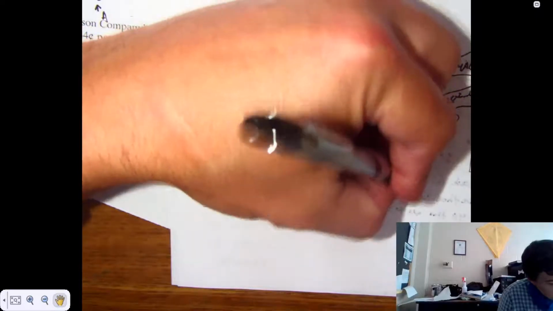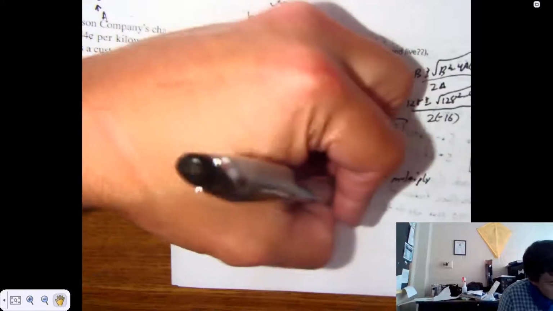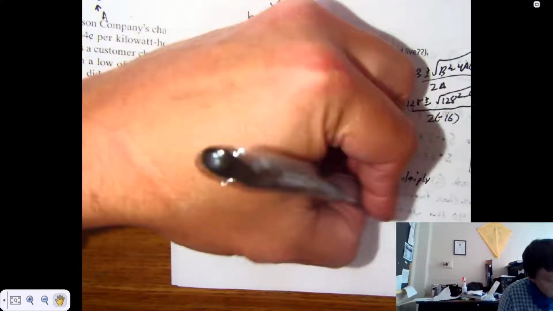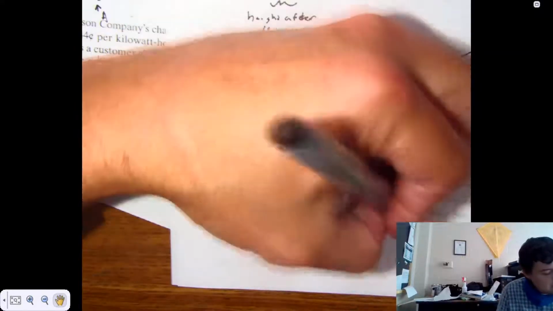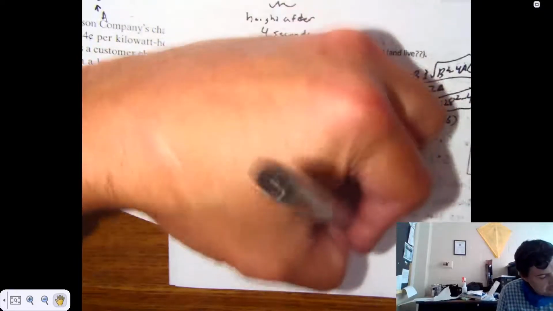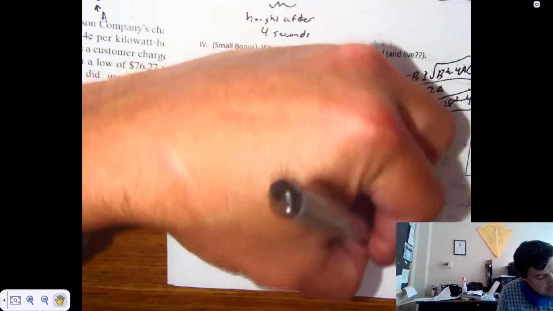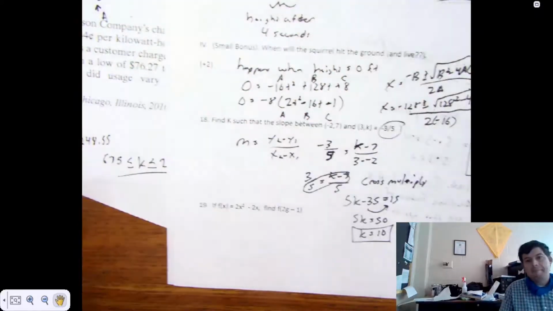It's called cross multiplication. That's 5k minus 35, because you have to multiply both pieces. And that would have to equal 15. Then we're going to add 35. 15 and 35 makes 50. We're going to divide by 5 and we're going to get 10. So k is 10.